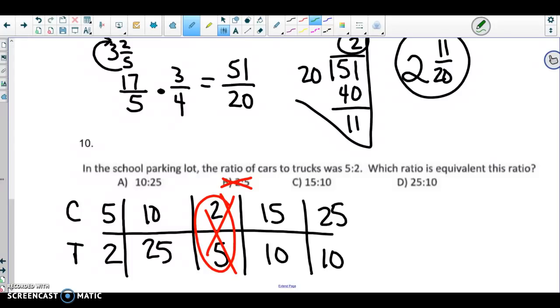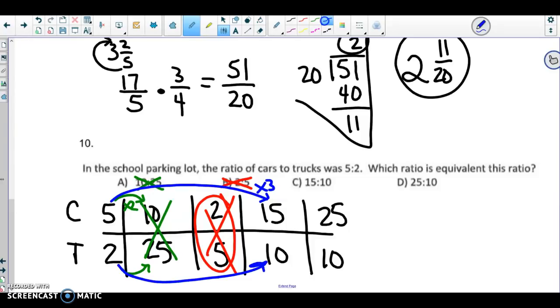If I take a look here, I can get here by multiplying by 2. But if I multiply by 2 here, I don't get 25. So that one's not going to work either. All right. What if I go to 15? Well, I would have to multiply by 3. But 2 times 3 doesn't give me 10, does it? That would be times 5. So that one doesn't work. So it has to be this last one, but why?